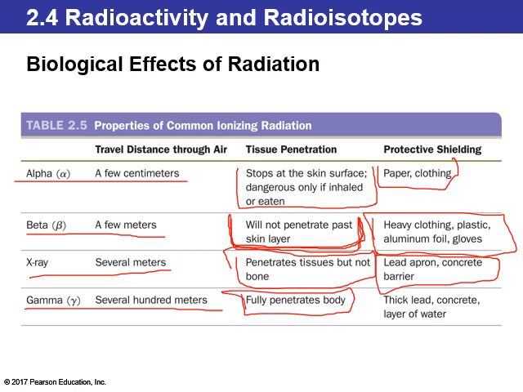So if they happen to bump into something, they are going to do chemistry. They're going to excite different electrons, protons, neutrons, whatever they hit in your body, and those can do damage anywhere within your body, because they can fully penetrate your body. So we need a thick lead, concrete, a layer of water. Water is a very dense material, so sometimes water is used.